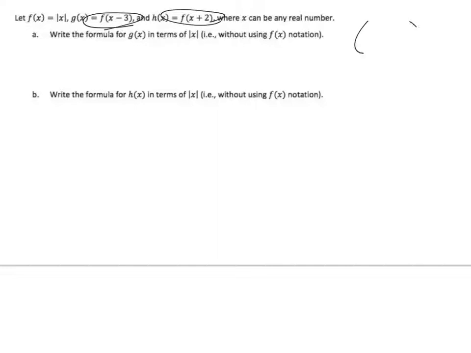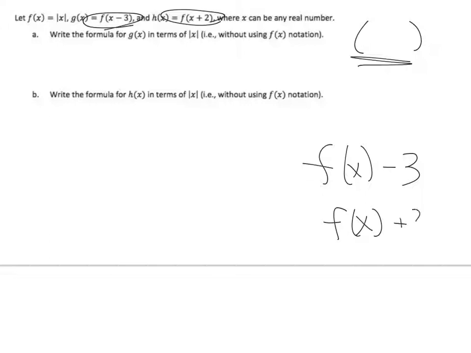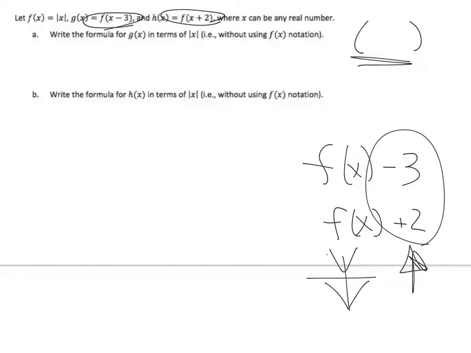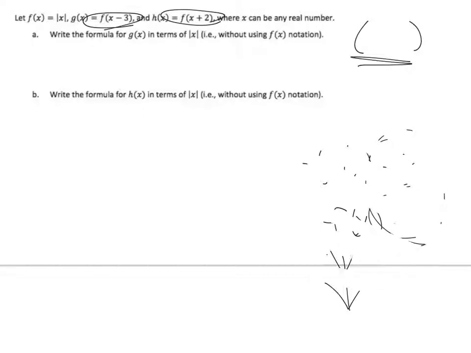Notice today we are inside the parentheses, where yesterday we were f of x minus 3 and f of x plus 2. We were outside the parentheses. And this right here moved your absolute value graph up and down. So down and up. Minus 3 would be down, plus 2 would be up. That's what we did yesterday. Today we are inside the parentheses, so we're moving in a different direction.